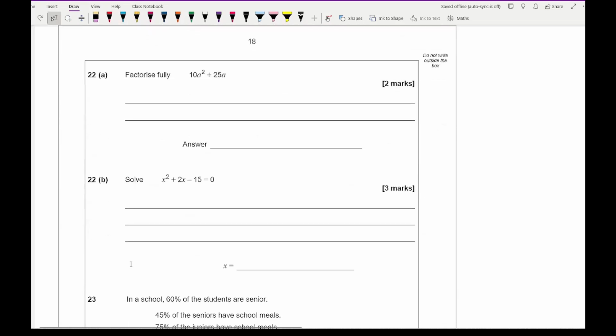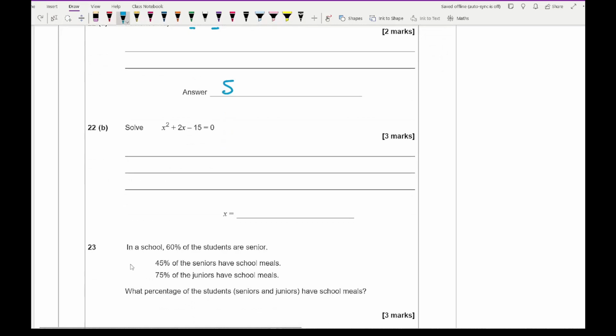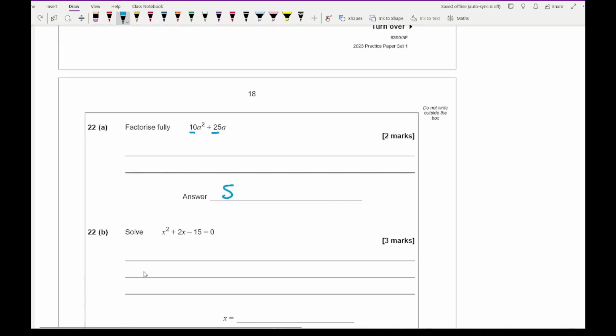Moving on to question 22a, factorise fully. So here we want to take out the highest common factor of both 10 and 25, which is 5. And we want to take the lowest power of a, as both terms have got a. So that's going to be a. And then we just got to do 2a plus 5.